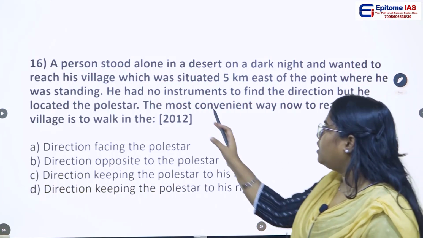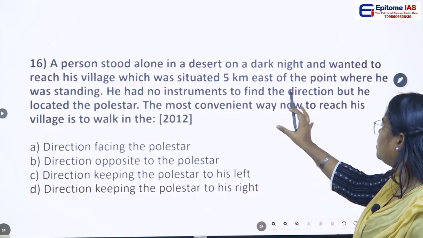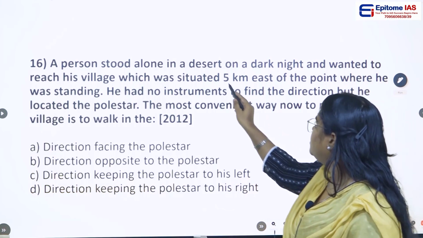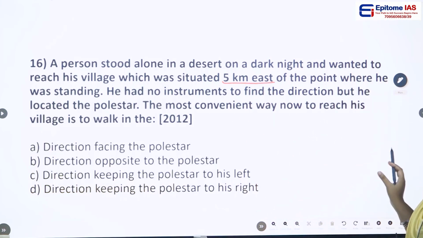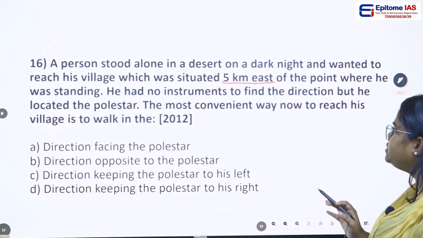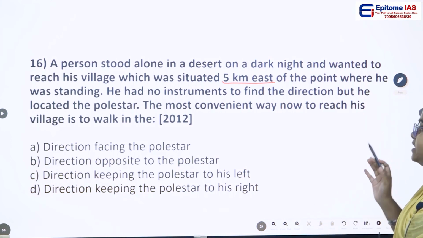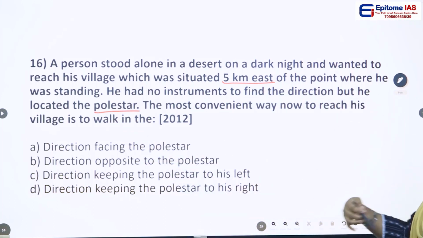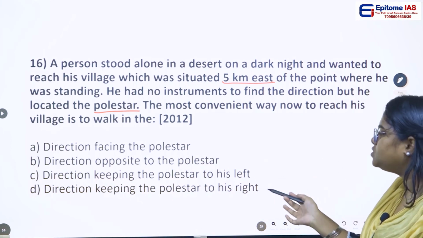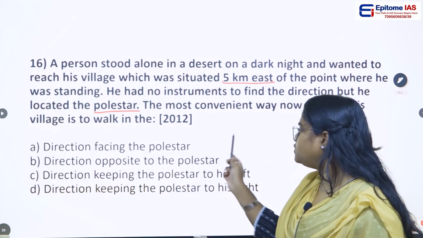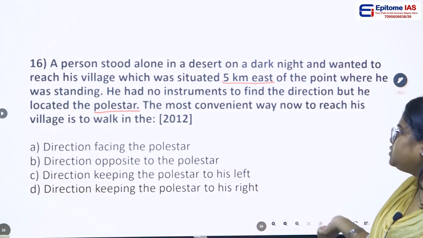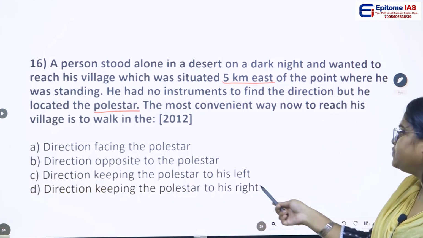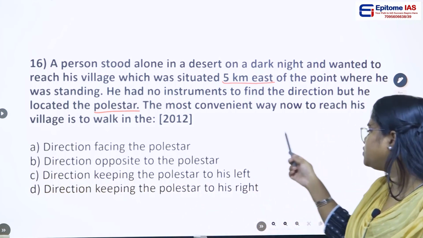So the next question: a person standing alone in a desert on a dark night wanted to reach his village, which was situated 5 kilometers east of the point where he was standing. He had no instruments to find the direction, but he located the pole star. The most convenient way now to reach his village is to walk in which direction? Option A, direction facing the pole star. Option B, direction opposite to the pole star. Option C, direction keeping the pole star to his left. Option D, direction keeping the pole star to his right.